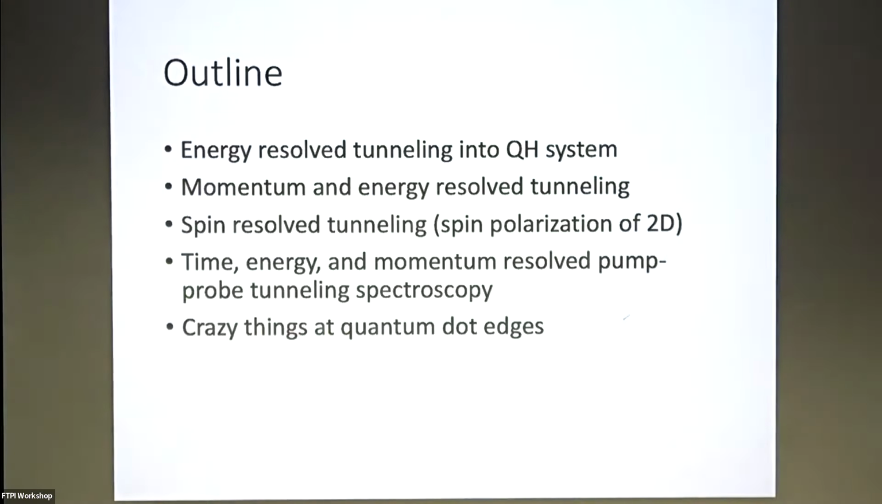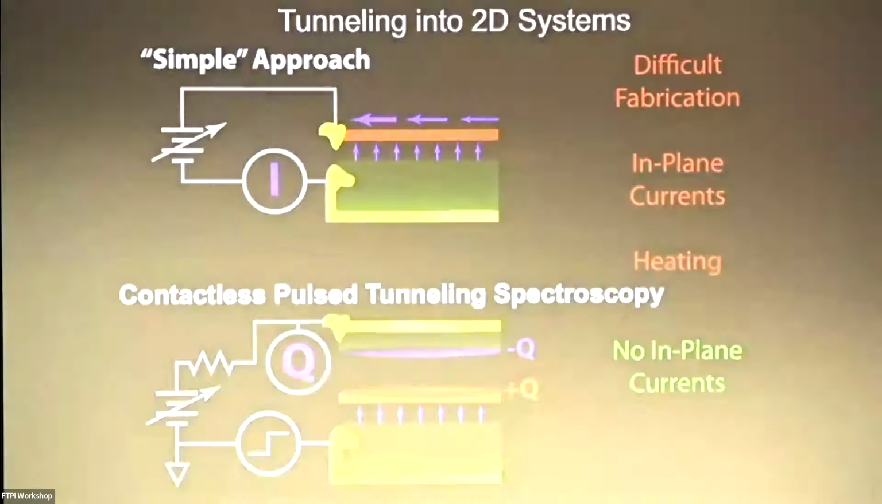Here's an outline. First, I'll tell you about just energy resolved tunneling on a Hall bar. Then momentum and energy resolved tunneling, then spin resolved tunneling, and then time, energy and momentum resolved tunneling. But finally, if I have time, I'd like to connect a little bit with what was talked about yesterday and tell you about some crazy things on edges.